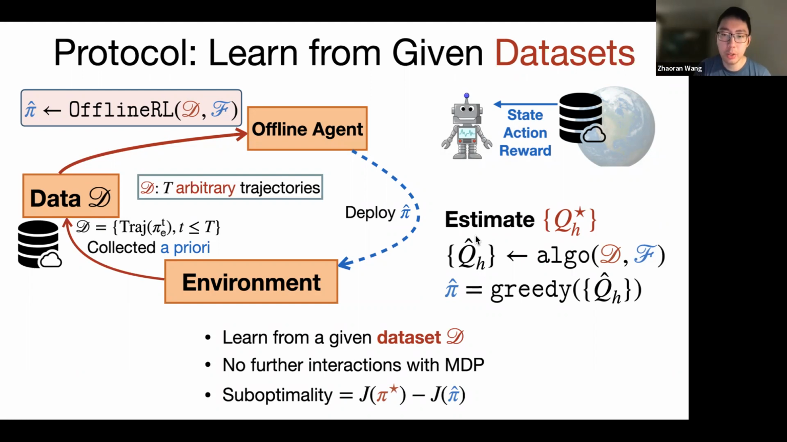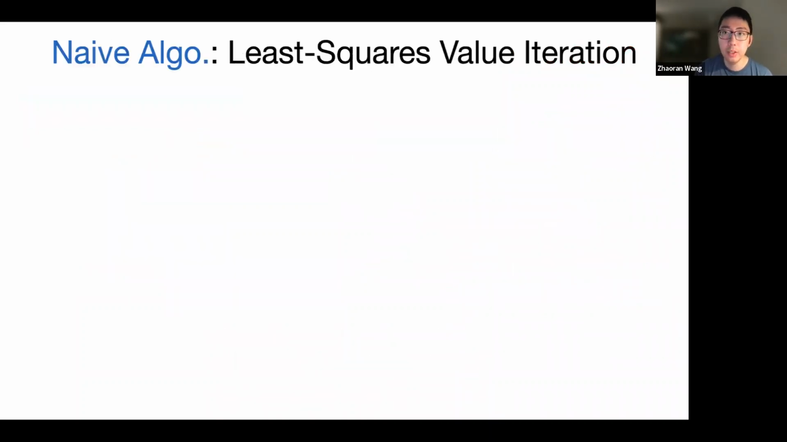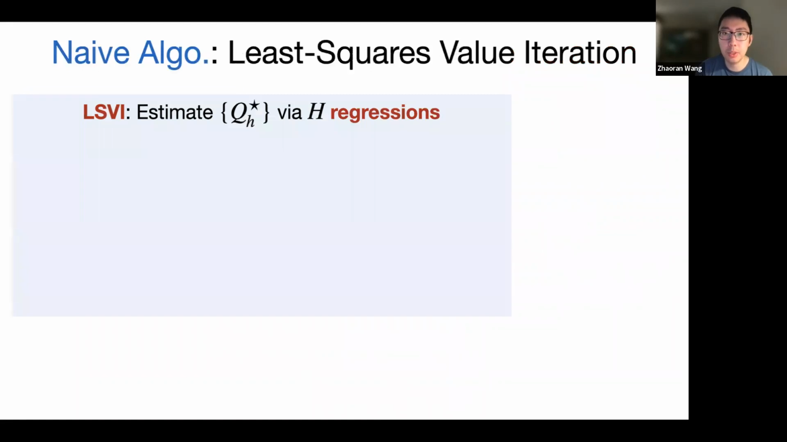So again, there's no further interaction with the MDP, and we care about maximizing the expected total reward, J. And we have the benchmark of the optimal policy, and later we introduce other benchmarks as well. For example, the best policy covered by the data set. And then we have the pi hat, which is the policy obtained from the algorithm. So here's the most commonly used algorithm, and it's covered in a lot of textbooks.